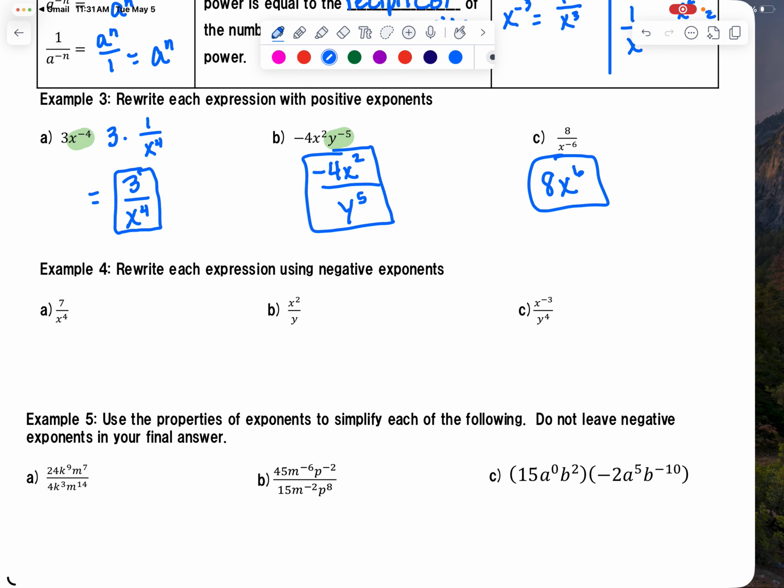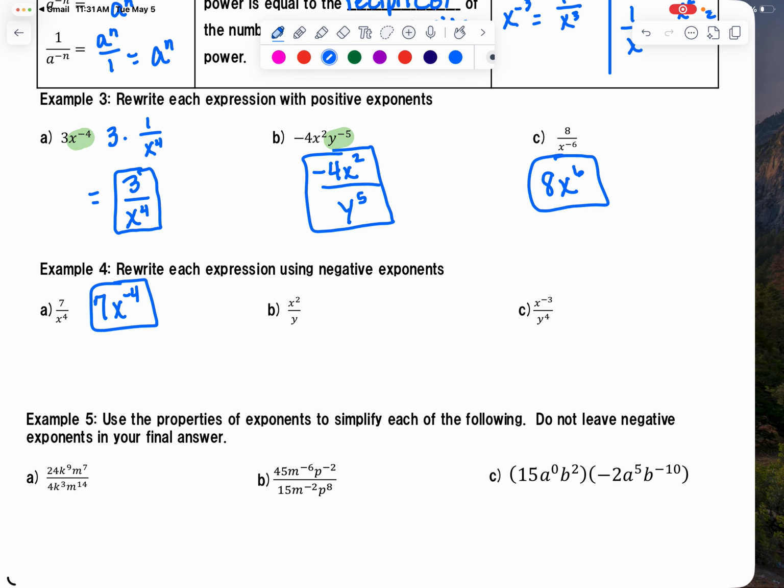It says rewrite each expression using negative exponents. So what we're going to do is we're going to take the denominator and we're going to move it to the numerator and change the sign. So this would be 7x to the negative 4 if I wanted to rewrite that with negative exponents.